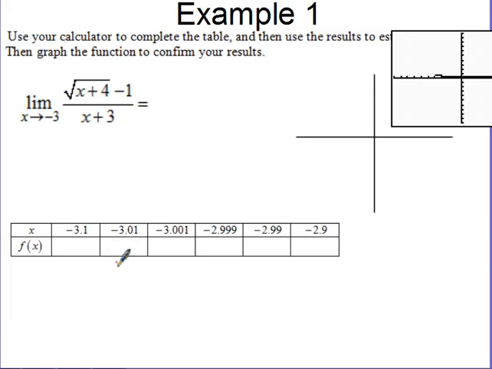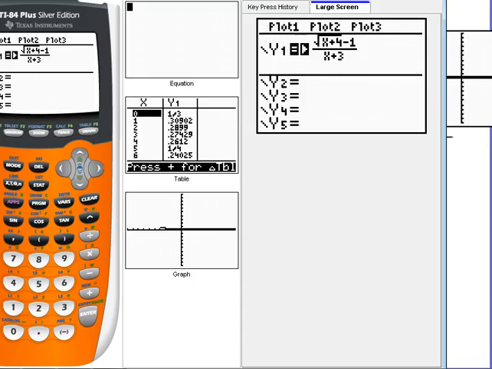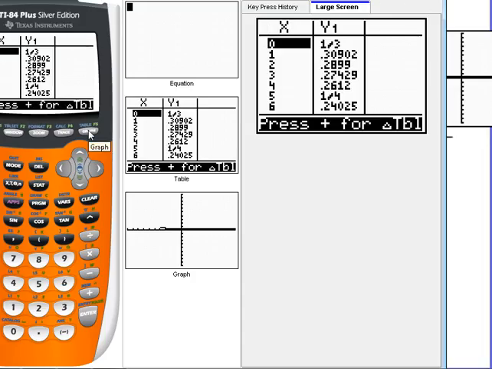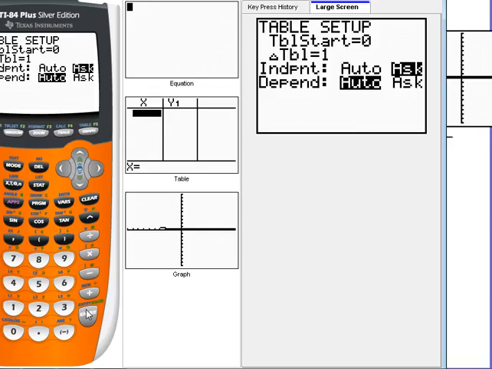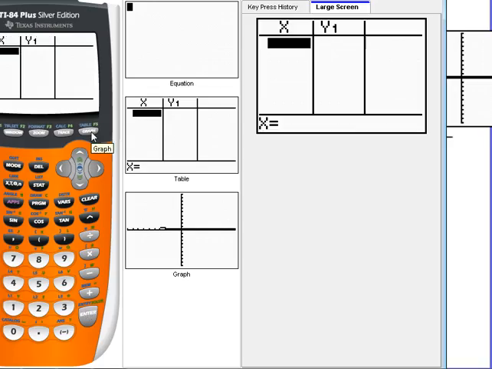Because if I go to my table here, it's whole numbers. Good. I go to table set. So second window gives me my table set. And all I'm going to do is switch my independent variable, which is my x coordinates, to ask. Okay? And then now, guys, plug in the values that you want. So you can plug in any x value, and the calculator will give you the y.